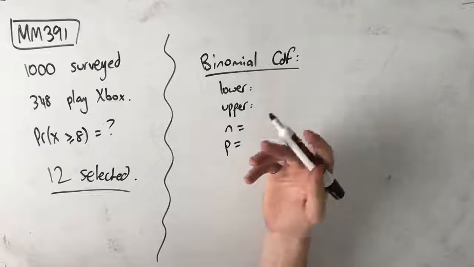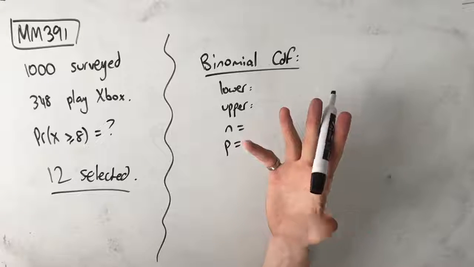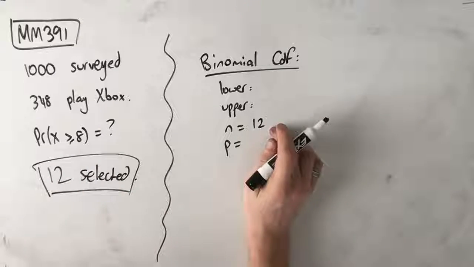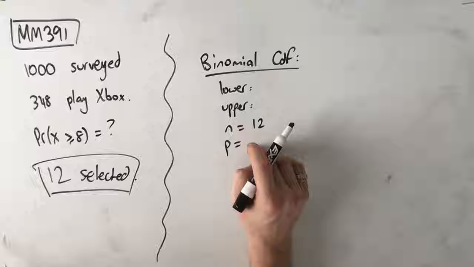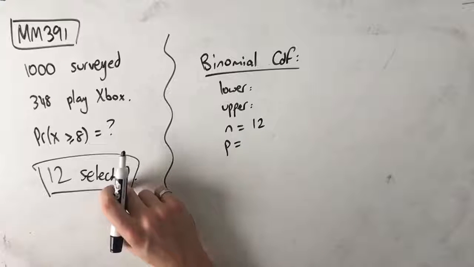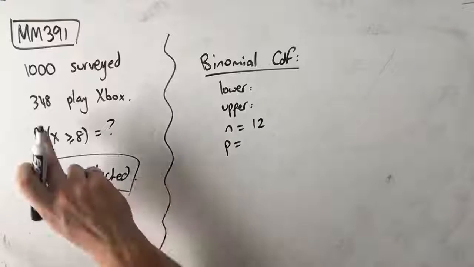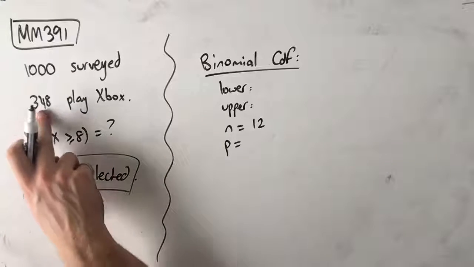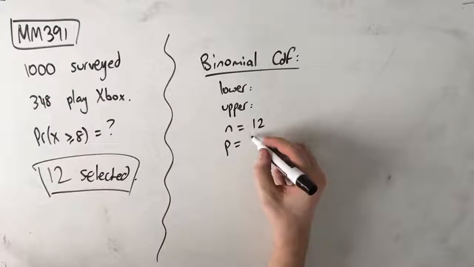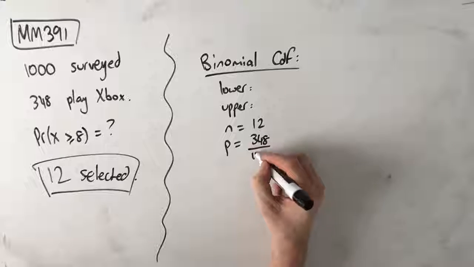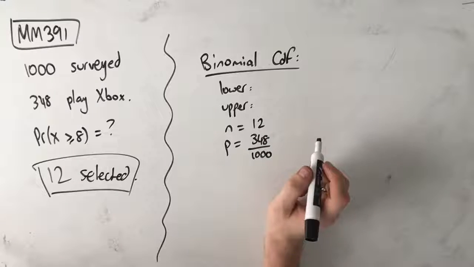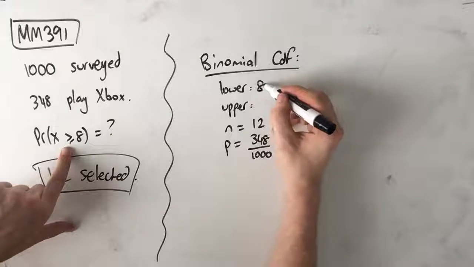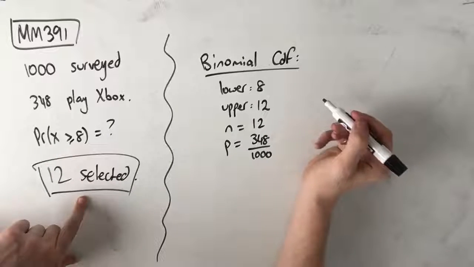So n is going to be our 12, right? Because we take 12 and we select those 12. Our p is the probability that any one of these plays the Xbox on a regular basis. So if 348 out of the 1,000 do play Xbox, then we've got a 348 out of 1,000 chance that any given person will play it. Okay, so p is 348 on 1,000, and our lower is going to be 8, and our upper is going to be 12, right?